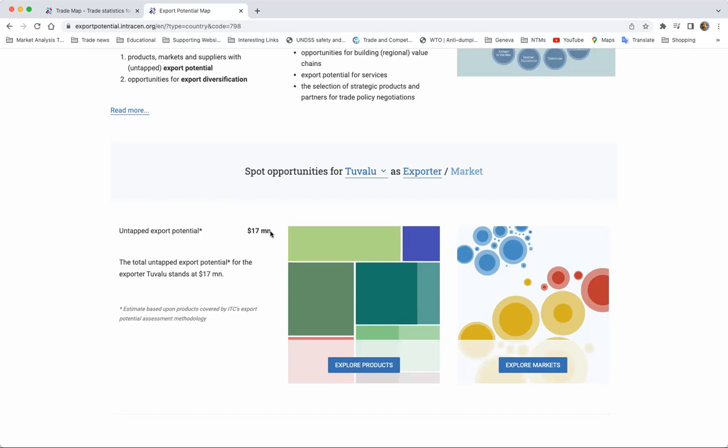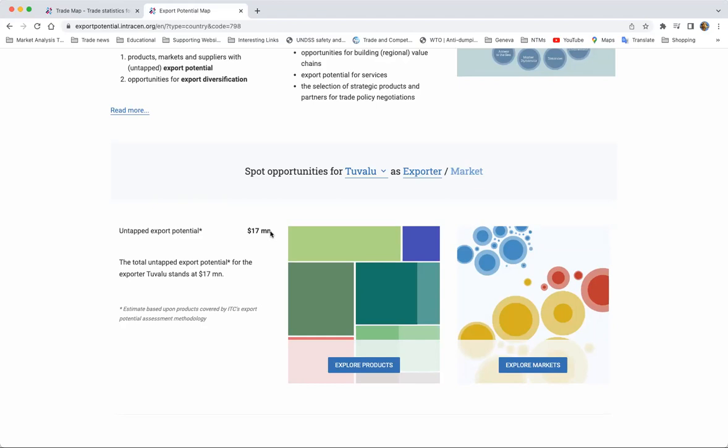The whole coding tries to take into account many different factors, like COVID-19 projections, but for example, it cannot take into account droughts or political unrest. It cannot take into account very real factors of this world. So we always have to look at these numbers with a grain of salt, because we cannot just assume that there's a magical untapped export potential for Tuvalu of 17 million US dollars.